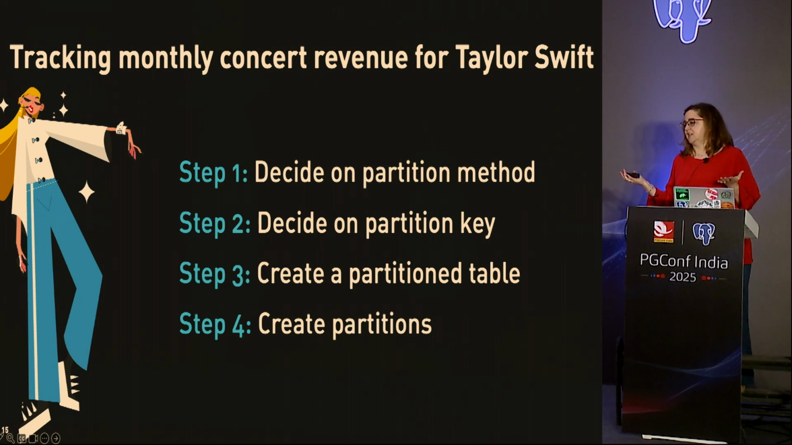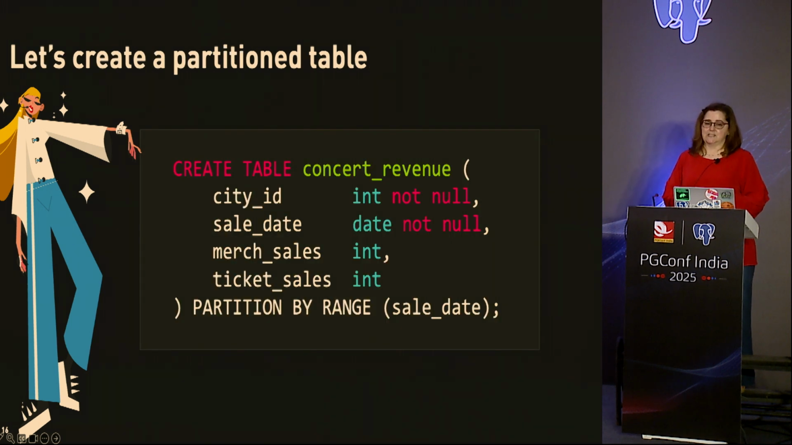From there, create a partition table. And then you create the partitions themselves. So in this case, because we're looking to capture monthly revenue, we want some kind of time-based partitioning. And so we're going to want to use the range method for partitioning. And then from there, we need to create the parent table or the partition table.